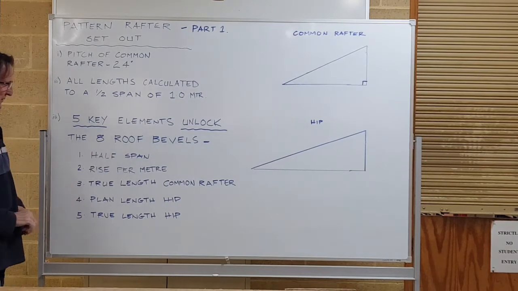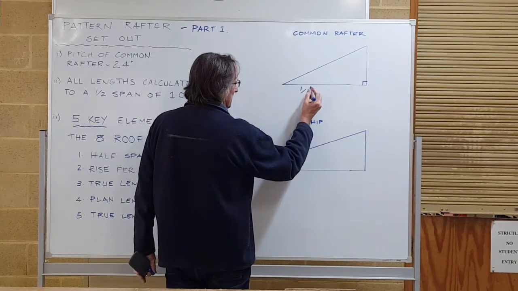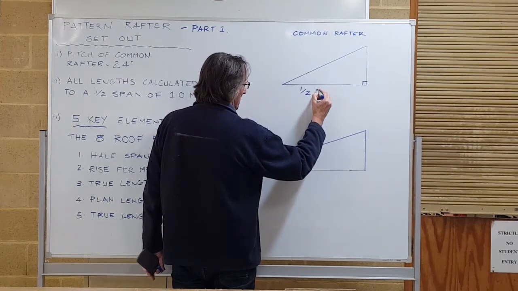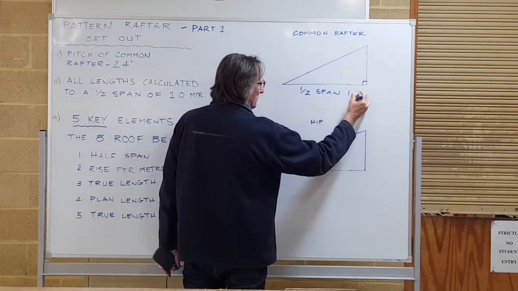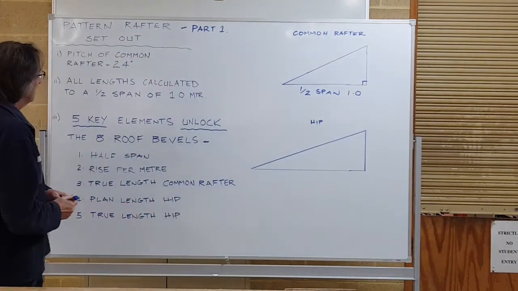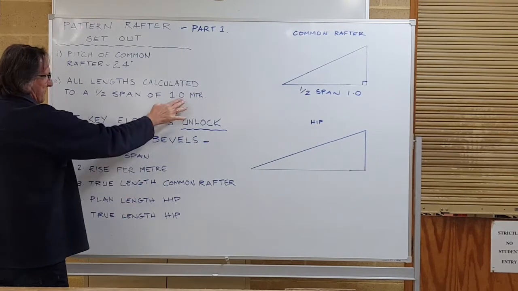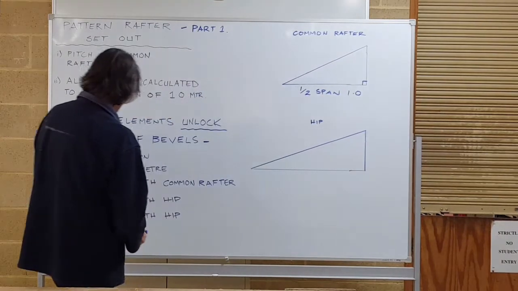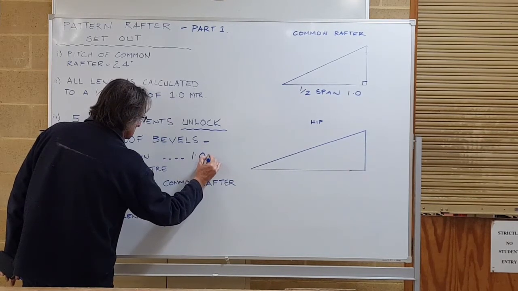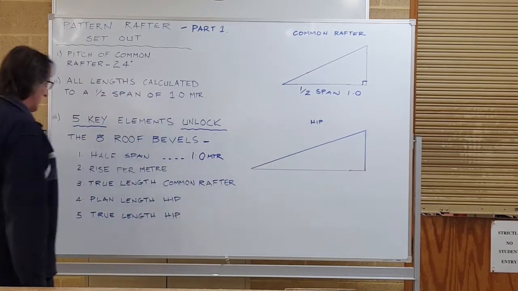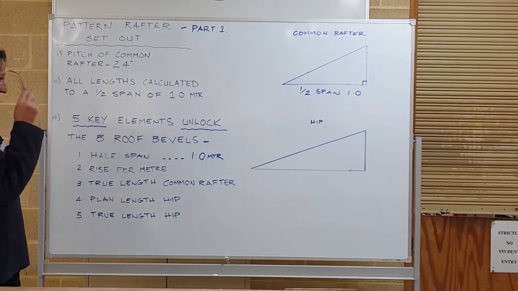So the first of the 5 key elements in the unlock is the half span. The half span sits at the bottom of the common rafter. And as we said, we're going to calculate all our lengths for the 5 key elements based on a 1 metre half span. So there it is, 1 metre. That's the first of the key elements. That's a really simple one. I think you'd agree.